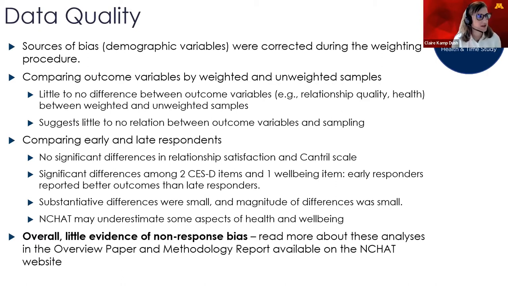So first of all, we did have sources of bias that were corrected during the weighting procedure because we had some demographic information about everybody who was invited. So the weighting procedure was able to correct for some of the sources of bias in the data collection. We also compared our outcome variables, like our key ones, like relationship quality and health outcomes, by weighted and unweighted samples. And there was little to no difference between the outcome variables between the weighted and unweighted samples, which suggests there's little relation between our outcome variables and our sampling.